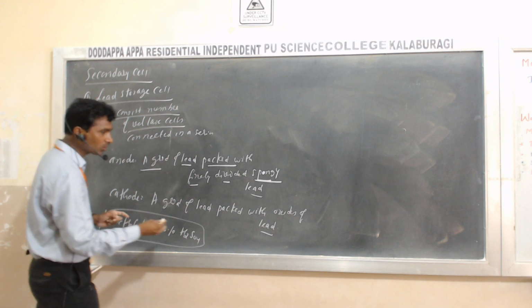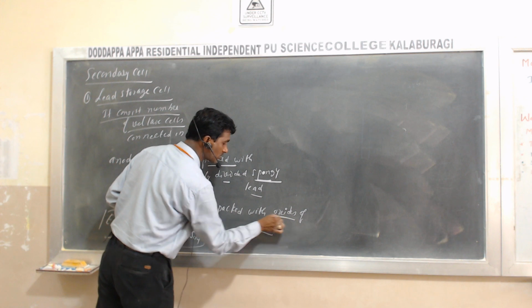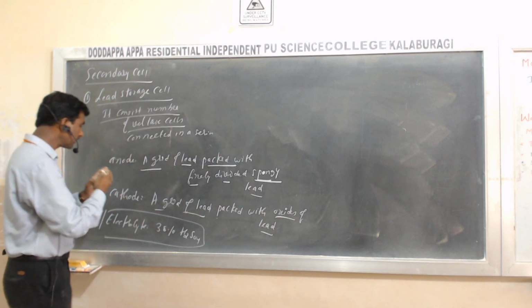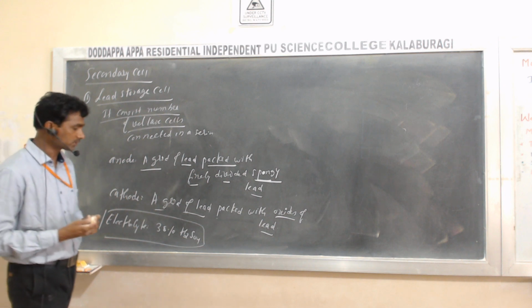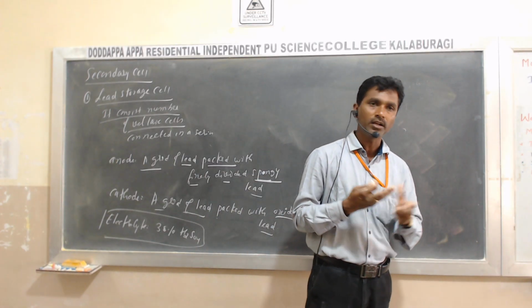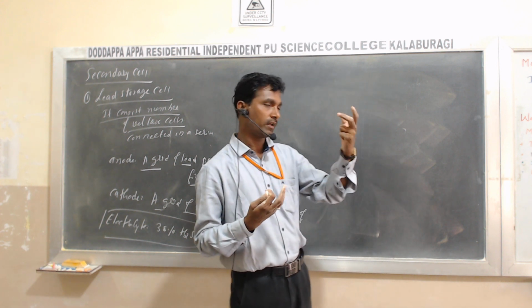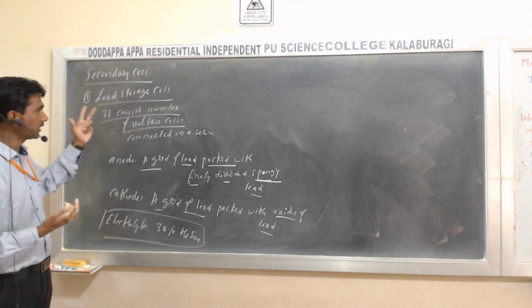And which is the cathode? A grid of lead packed with oxides of lead. So it is called the cathode. And the electrolyte is a 38% solution of H2SO4. Most commonly you know that, we can use the inverter in the home. They are nothing but lead storage cells.